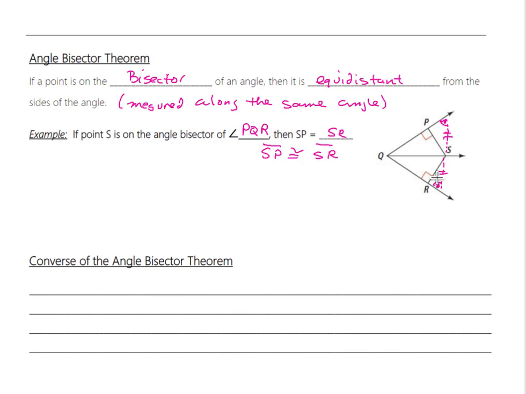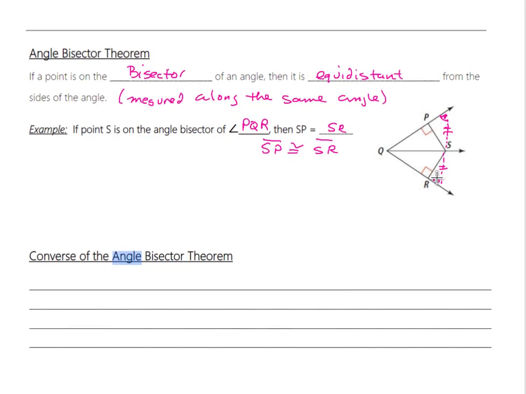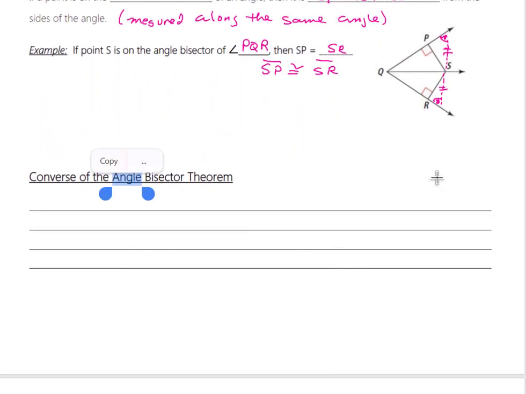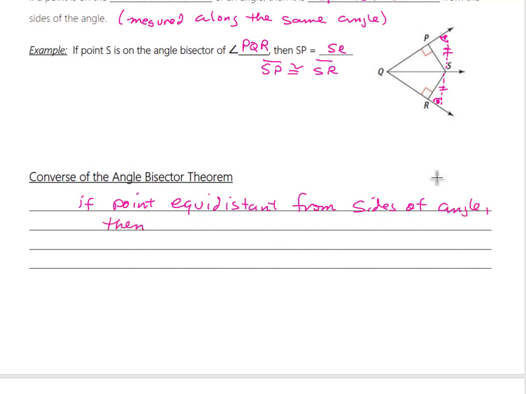Now the converse of the angle bisector theorem is if a point is equidistant from the sides of an angle, then it lies on the angle bisector. So if a point is equidistant from the sides of an angle, then it is on the angle bisector.